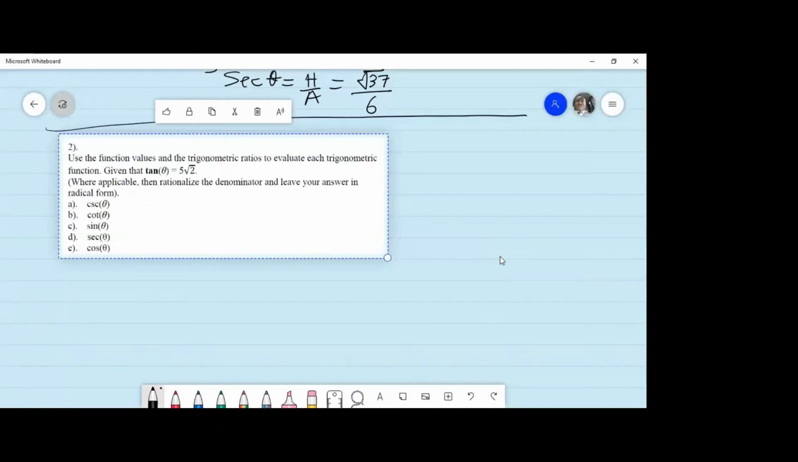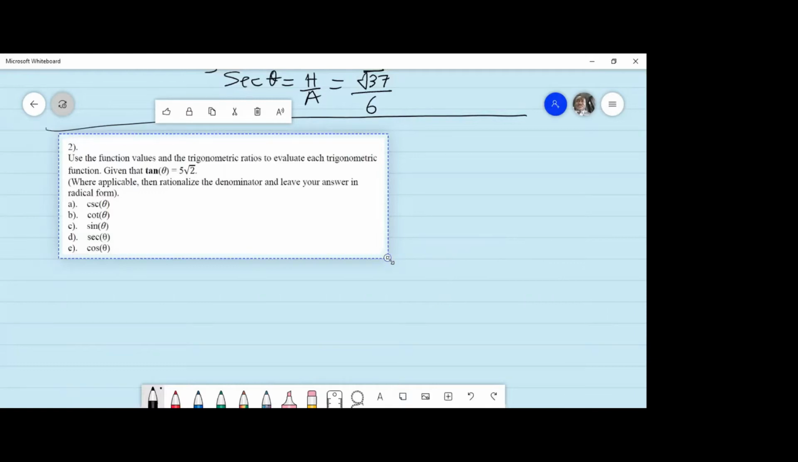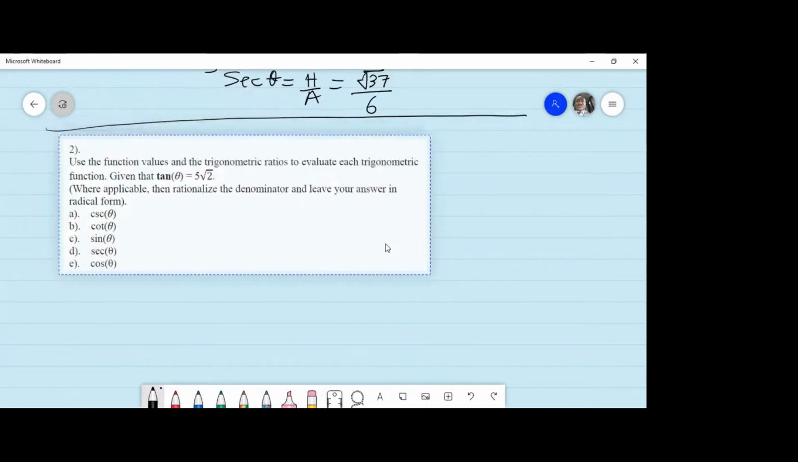Use the function values and the trigonometric ratios to evaluate each trigonometric function. Given that tan theta equals 5 square root of 2, where applicable, then rationalize the denominator and leave your answer in radical form.